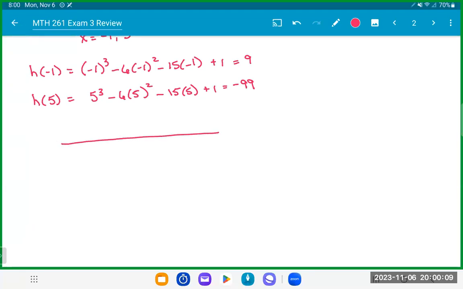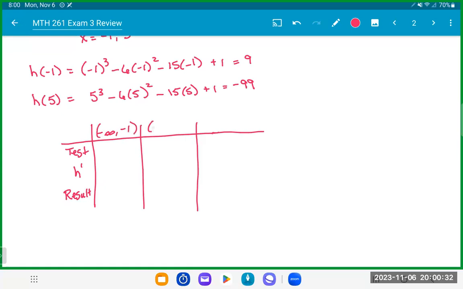So let's build this out. We have our test value that we need, our derivative, and then what is the result of that. And then we have 3 intervals, right? Because we have two critical points. So this is negative infinity to our first critical point, which is -1, then -1 to our next one, which is 5, and then 5 to infinity. So test value wise, we can choose a -2, a 0, and a 6 here.